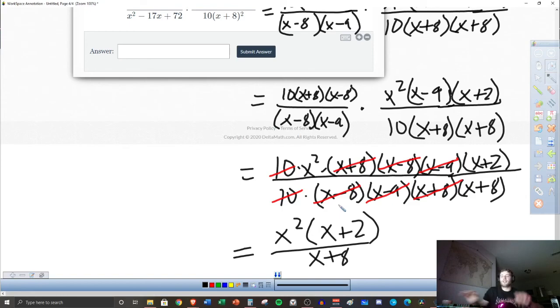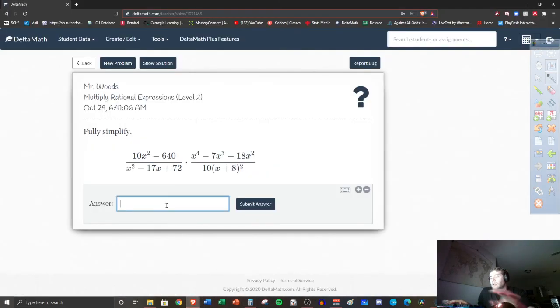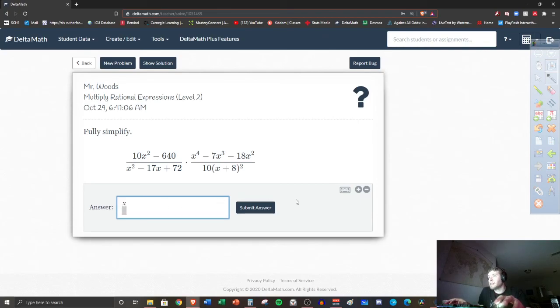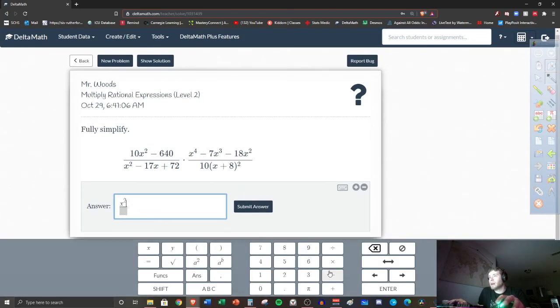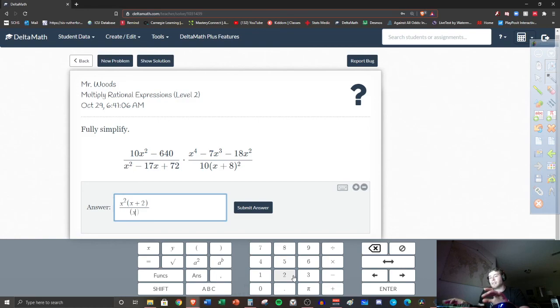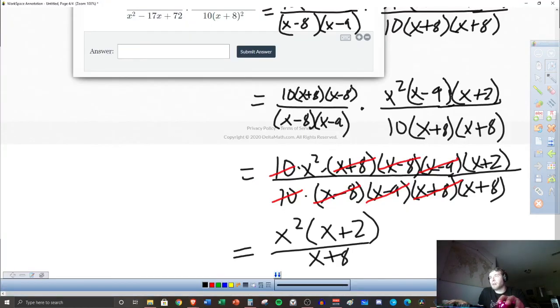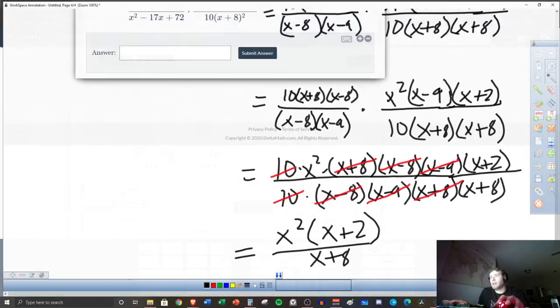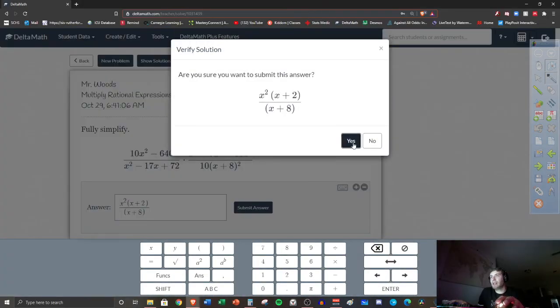So let's go ahead and try that out. So x squared times x plus 2. Put a fraction in here. So x, we'll use the square, times x plus 2. And then we have x plus 8 on the bottom. Make sure that that is correct. x squared. Yeah, looks good to me. Submit.